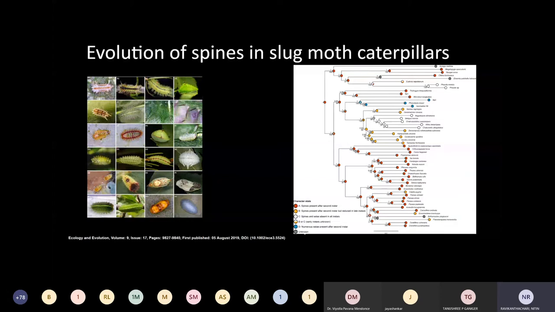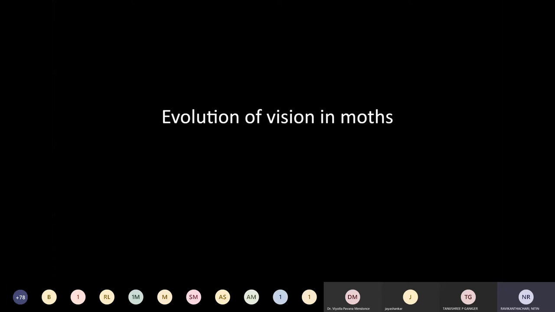And lastly, I want to very briefly touch upon this. I'll try to finish it in the next 1 minute. So, evolution of vision in moths. Moths are the perfect system to study vision because they have such diverse habits. I mean, they're active during the day, they're active during the night, they're active at a lot of times. And to be able to see properly during those, you need to have very specific visual pigments, visual genes, and everything to do with vision, you need to be very fine-tuned.